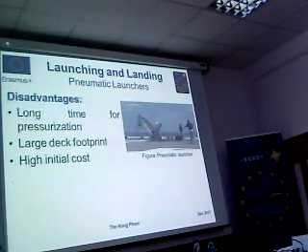And we have several disadvantages. The time to decompress the air or the liquid is long. So each time after we have pushed the UAV, we have to wait again to prepare. And this equipment has a large footprint, and the initial cost is expensive.